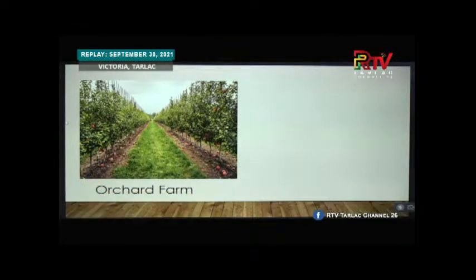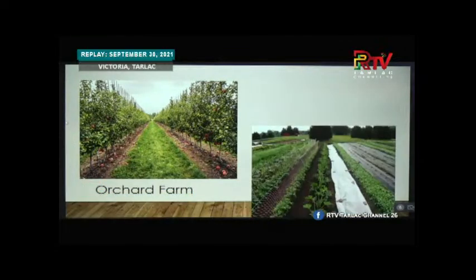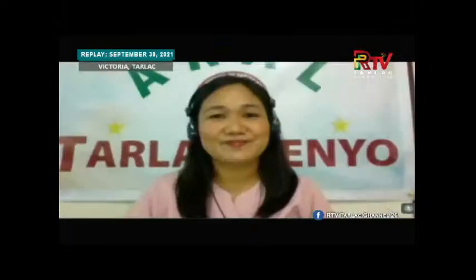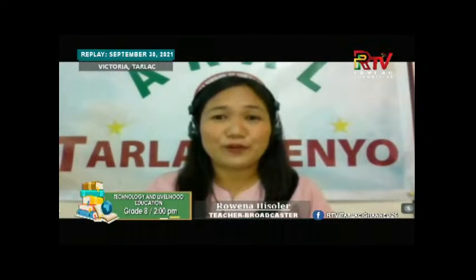What about in the second picture? You're right. It is a vegetable layout because it is planted with vegetables. Did you get all the answers correctly? Let's continue. In planning a farm layout, the arrangement of the plants is very important.